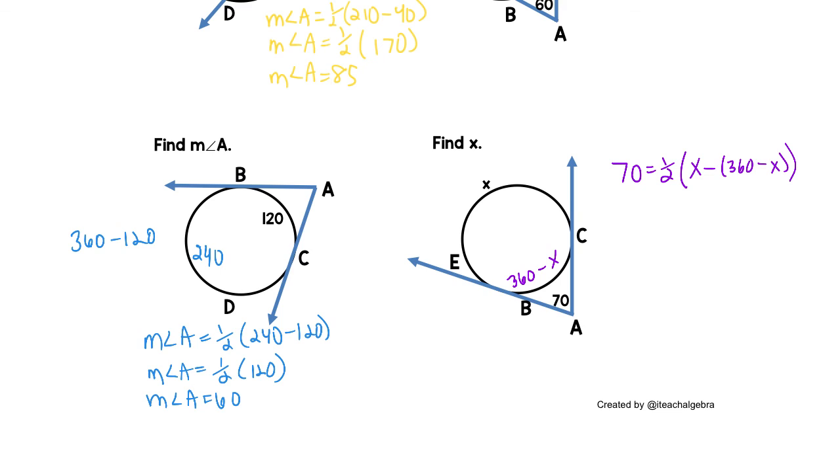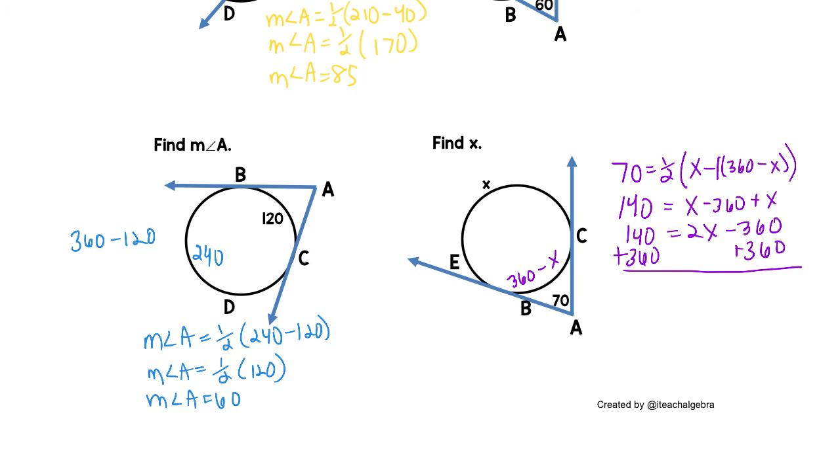I'm going to get rid of the 1/2 first and make it 140 is x. Now I'm going to distribute this -1 in front of the 360 minus x. So it becomes x minus 360 plus x. Combine like terms on the right. 140 is 2x minus 360. I'm going to add that 360 to each side. And that gives me 500 equals 2x. I can divide by 2, and x is 250.